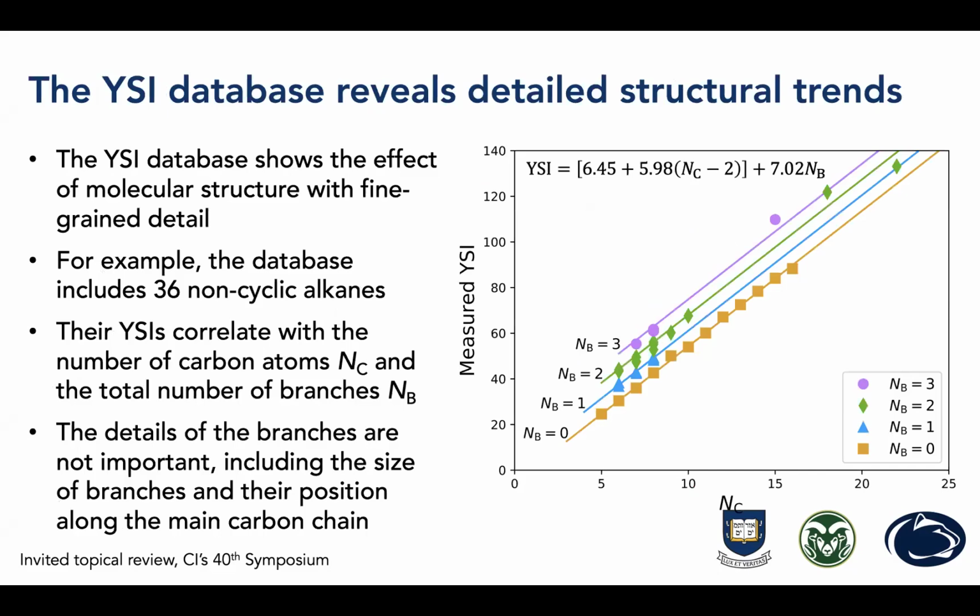Also, the YSI database reveals detailed structural trends. Here we have measured YSI versus the number of carbons for branched alkanes. And we have data for 0 branches, 1 branch, 2 branches, and 3 branches. What's interesting is that the details of the branches are not important, including the size of the branches and their position along the main carbon chain.